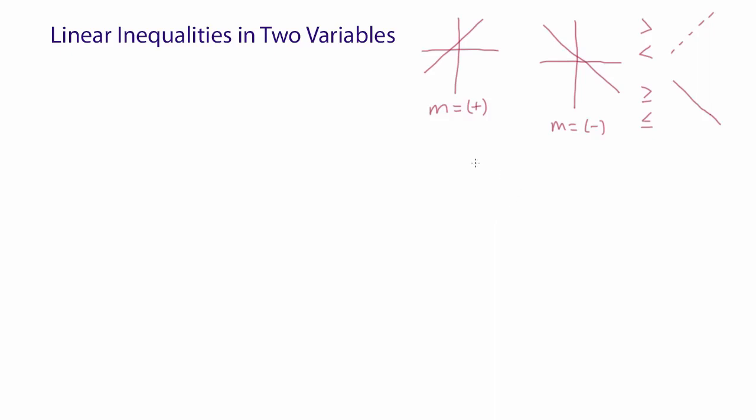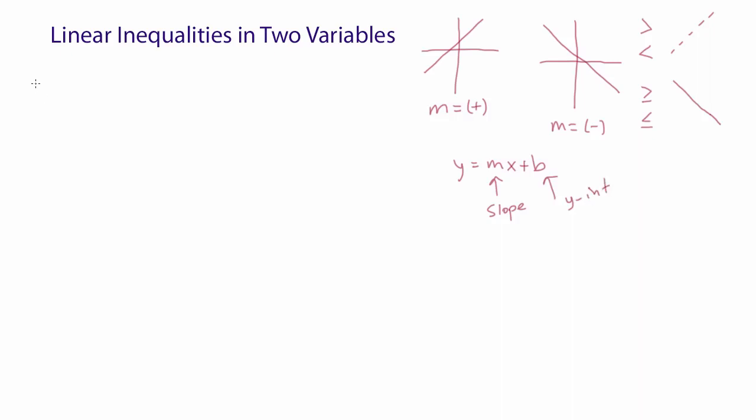Another thing that you might want to remember is y equals mx plus b. And this tells me a couple of things, right? This tells me y is equal to mx plus b, where m is the slope, and b is the y-intercept.